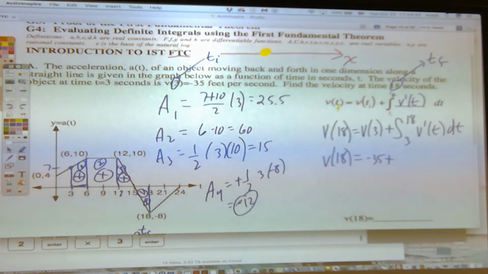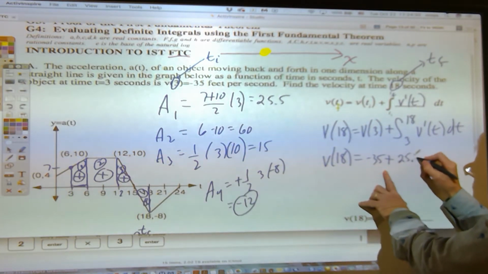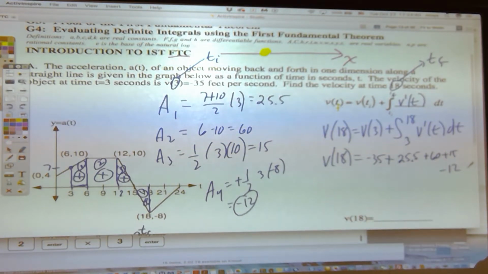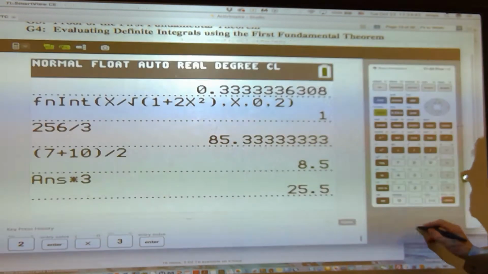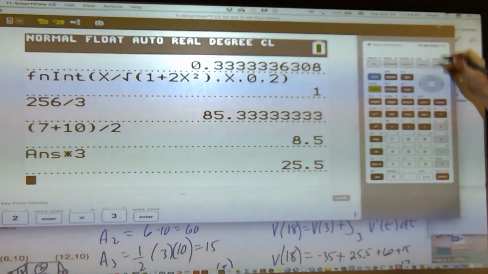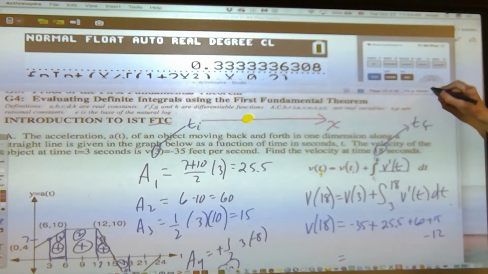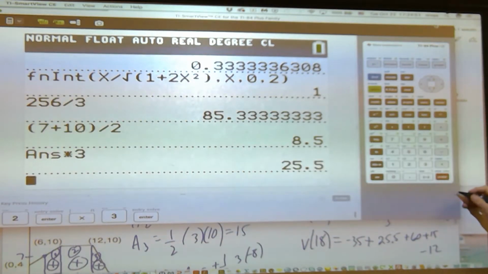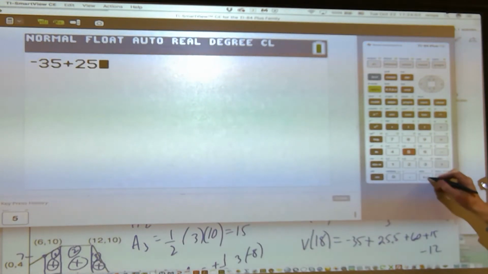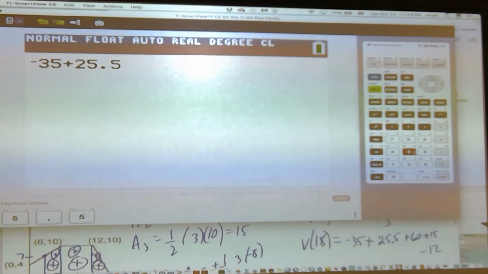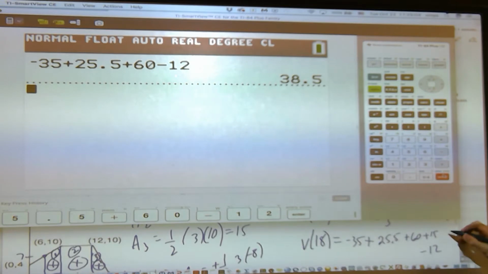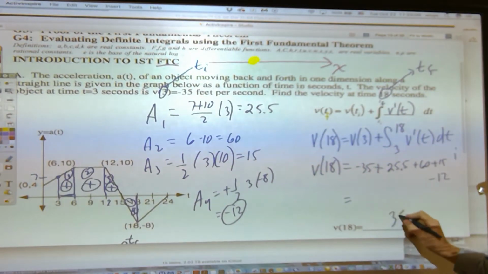So it's negative 35 plus 25.5 plus 60 plus 15 minus 12. And I'm going to type those numbers into my calculator so I'm less likely to make a mistake. So I think the answer to this problem is negative 35 plus 25.5 plus 60 minus 12, 38.5. So that's what I got for my answer, 38.5.